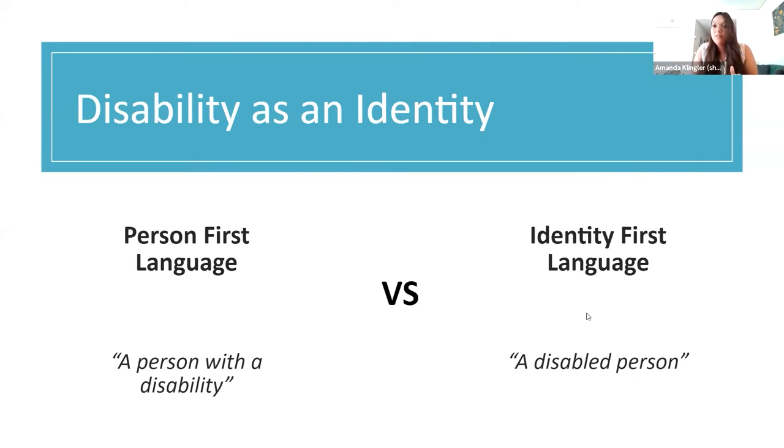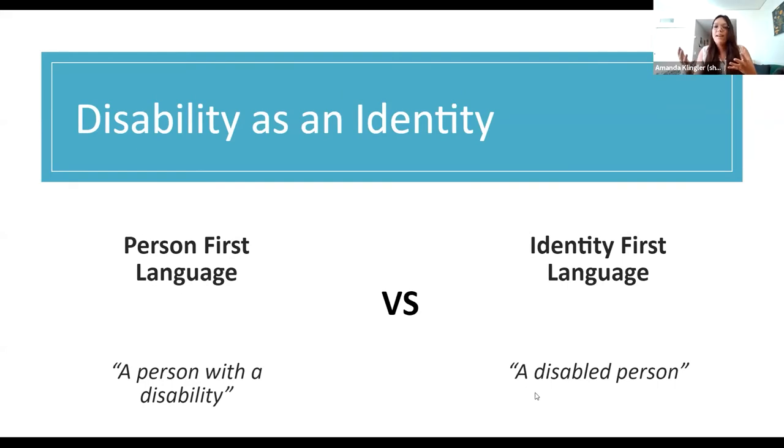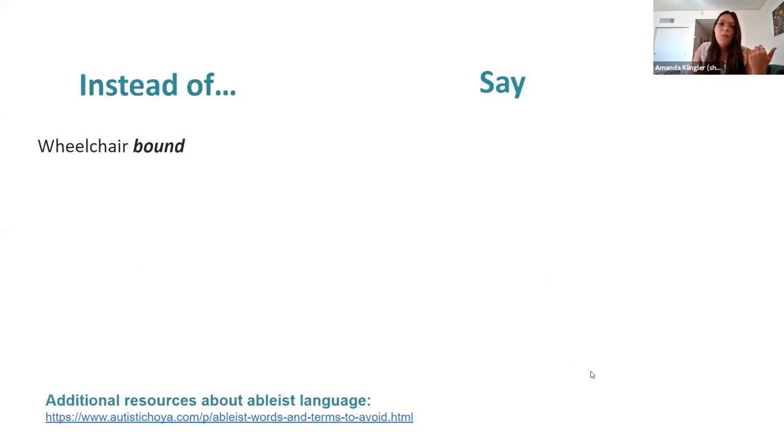And so this would be saying just a disabled person, the same way you would say a Black woman or a non-binary person, right? The identity does not need to be qualified by the personhood. And as I said, you should always confer with disabled people about which they prefer. But oftentimes able people pushing person-first language is indicative of that kind of medical model.